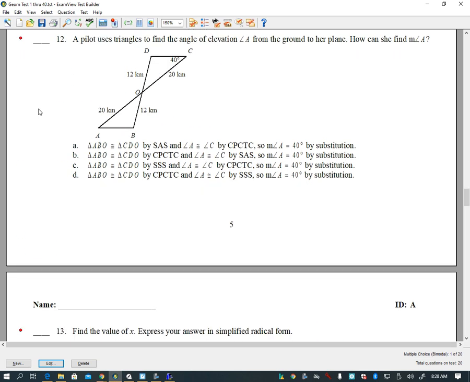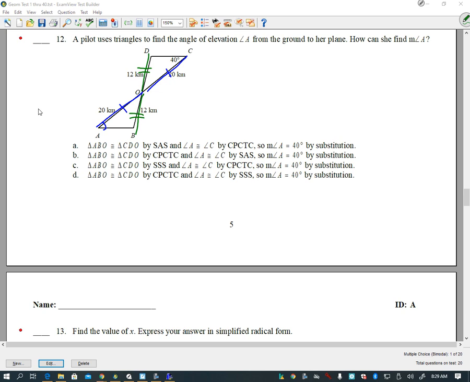Okay, we've seen this question before, I think, on earlier tests. The pilot uses triangles to find the angle of elevation, which is angle A, right here, from the ground to the plane. How can she find angle A? Well, notice that this length and this length are the same length, correct? Notice that this length and this length are the same length, correct?